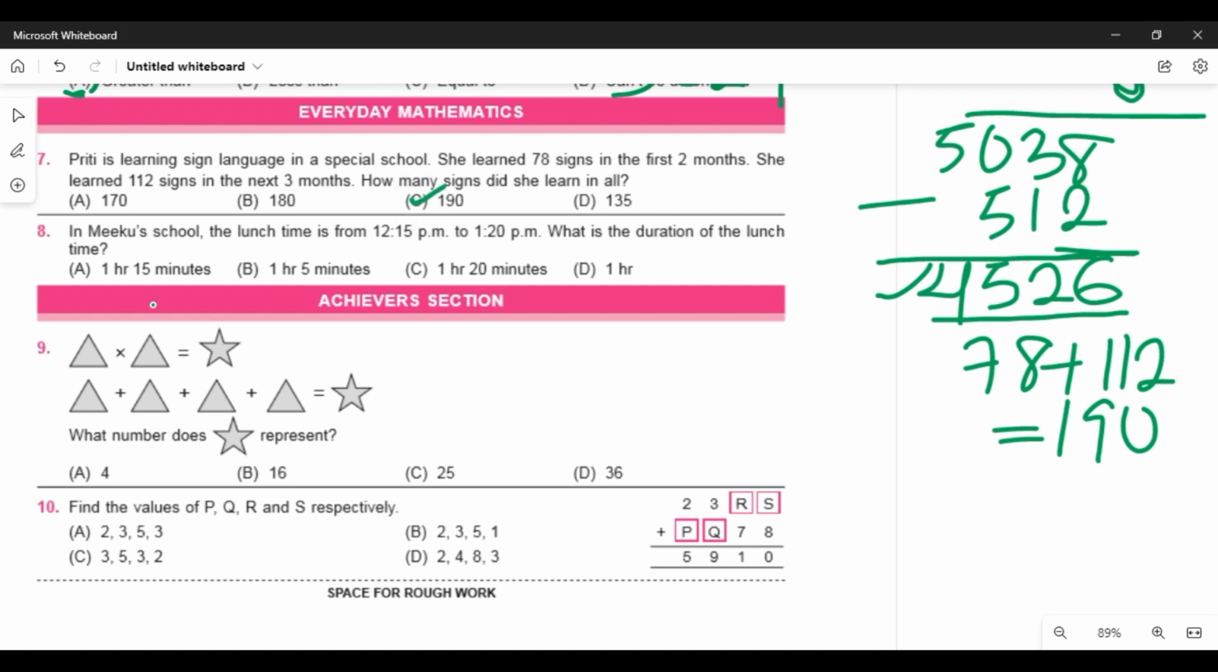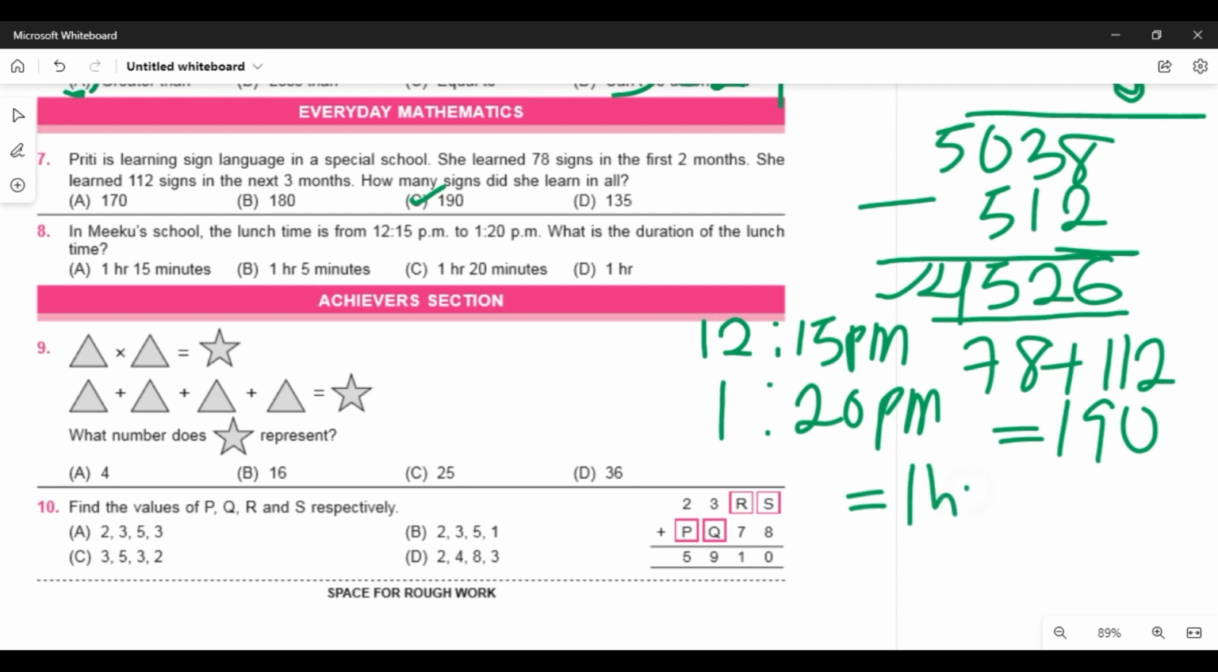Question number 8 says, in Meku's school, the lunch time is from 12:15 p.m. to 1:20 p.m. What is the duration of the lunch time? Now, Meku went to lunch by 12:15 p.m. and is to arrive back by 1:20 p.m. Now, 12:15 p.m. to 1:15 p.m. is equal to 1 hour.